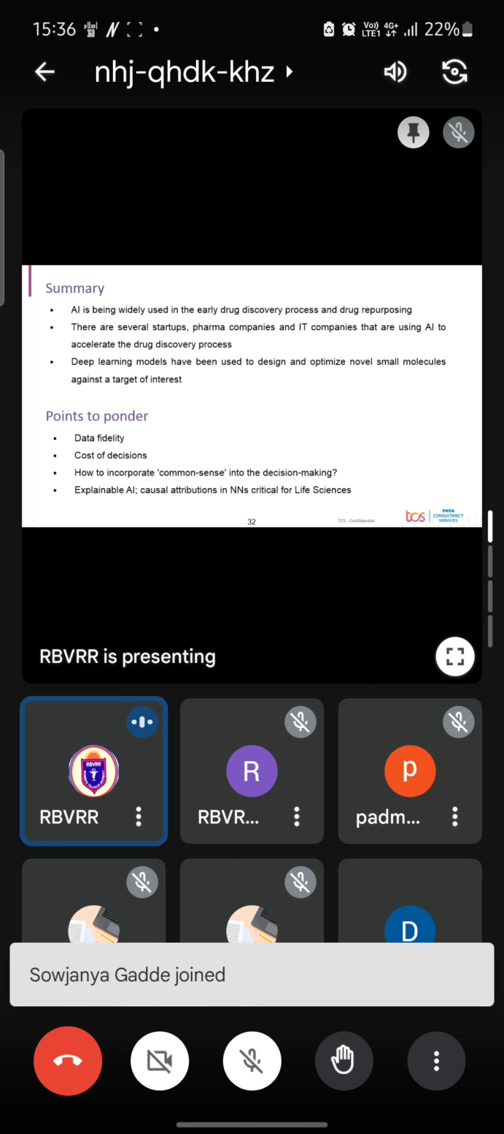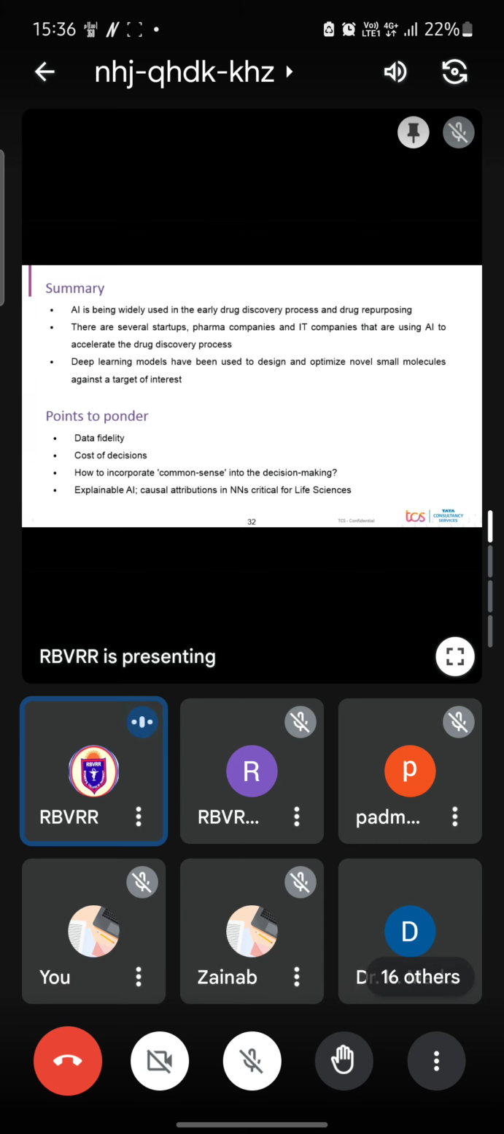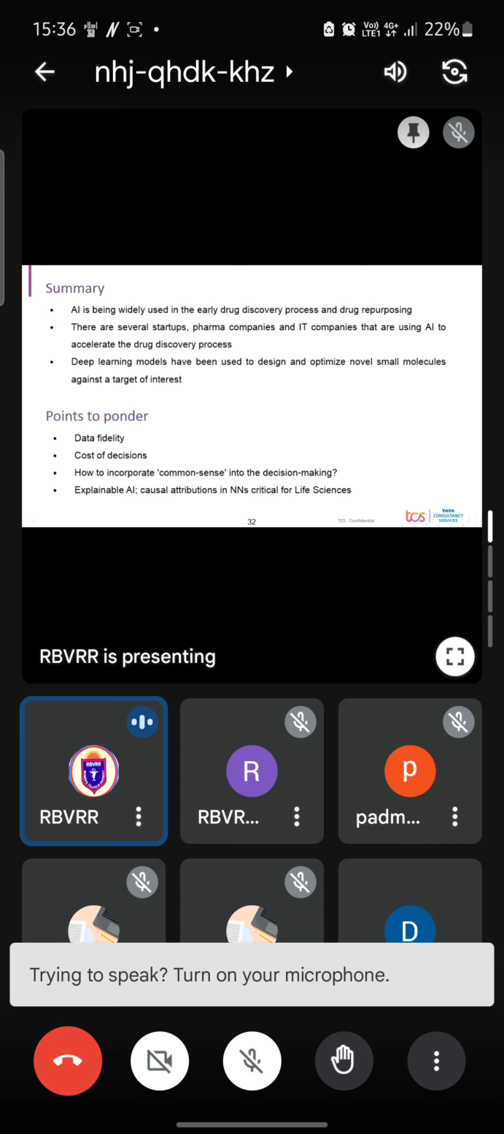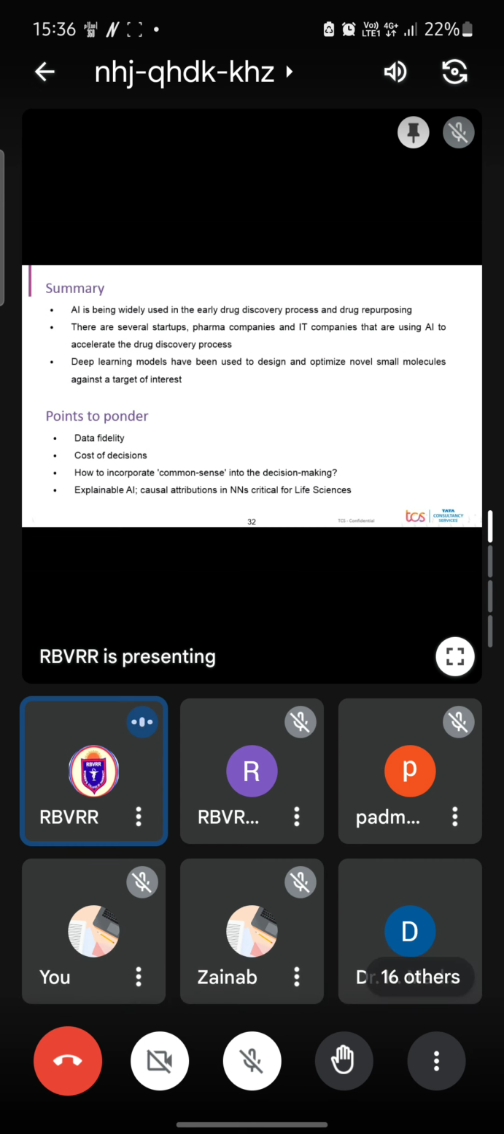The data you have to collect. That data you have to digitize. And then tell the machine, hey, if I have this excipient, this adjuvant is causing this end result for me. Okay, so what other similar adjuvants can I have which can give me a better result? So it's possible. It's very much possible. Similarly, polymorphism. You can do it.